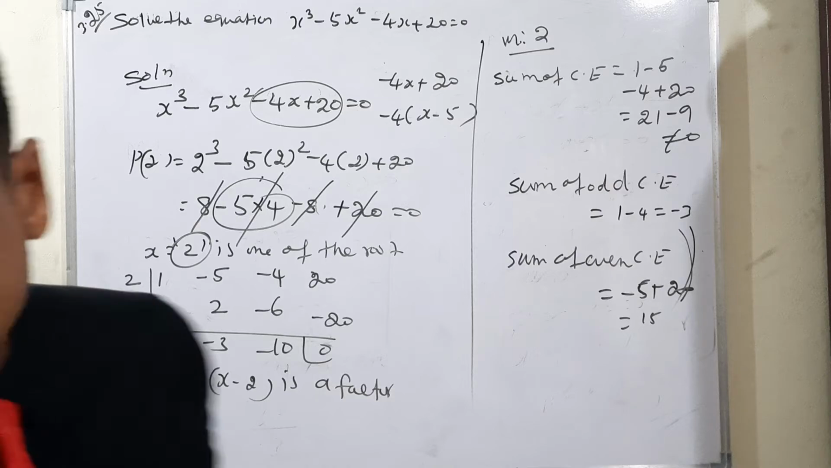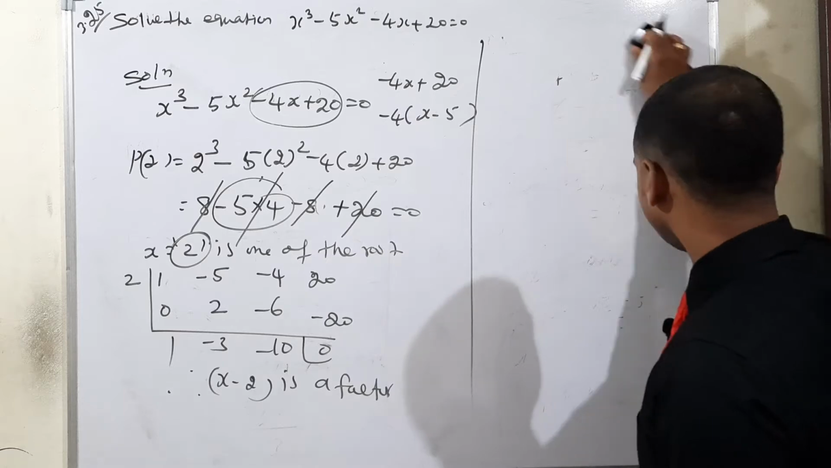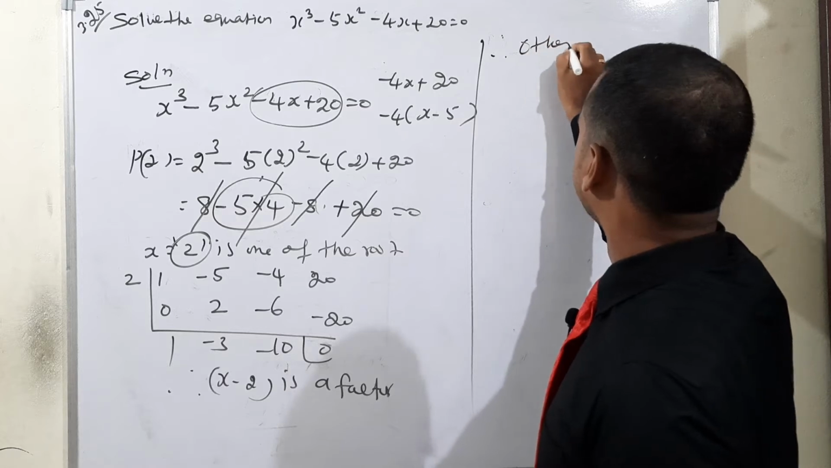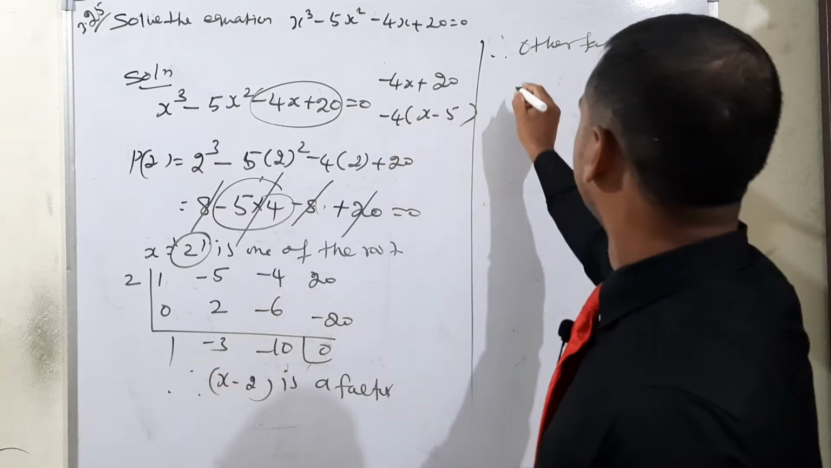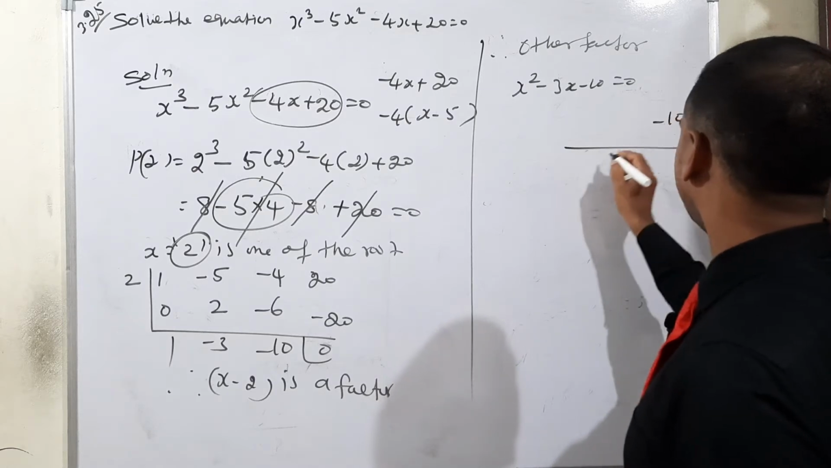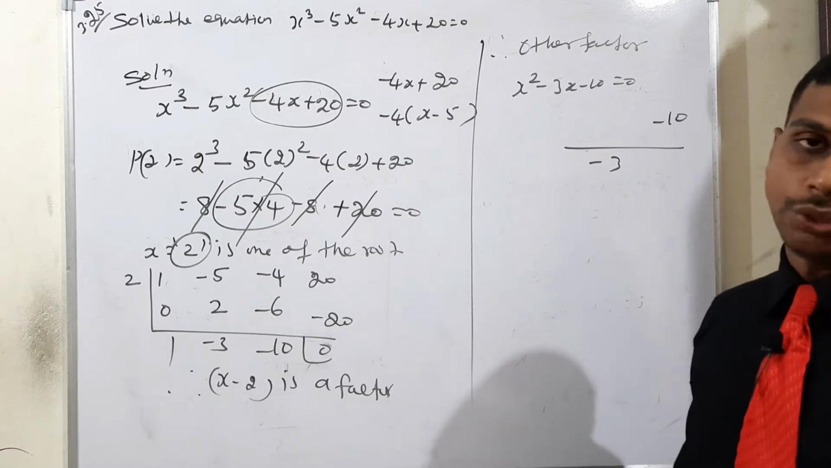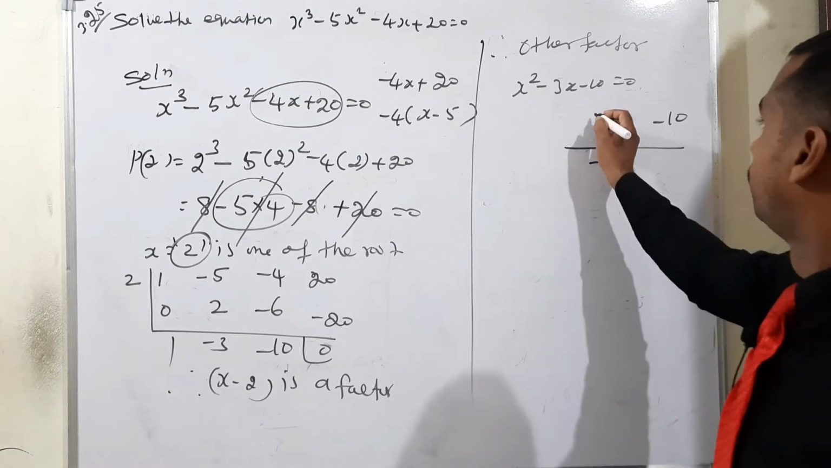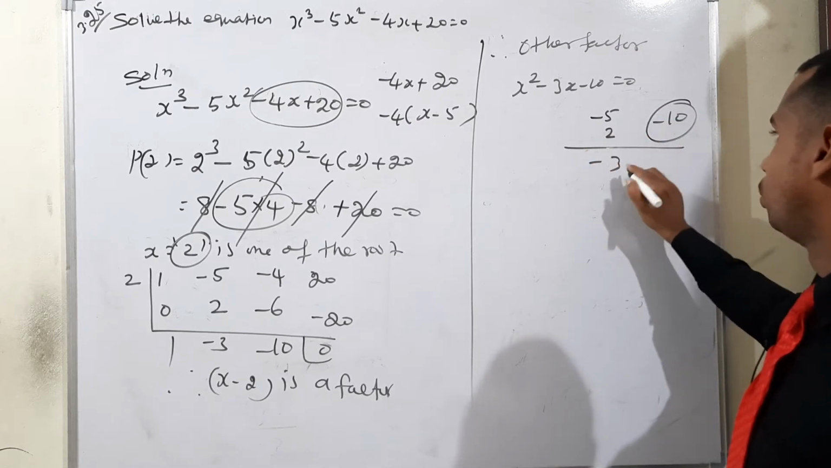Therefore the other factor is x square minus 3x minus 10 is equal to 0. So product means minus 10, sum means minus 3. I told you if the product has a negative sign, select one positive and one negative, but put the negative sign on the bigger number. Minus 5 and positive 2. So minus 5 into 2 means minus 10. Minus 5 plus 2 means minus 3.